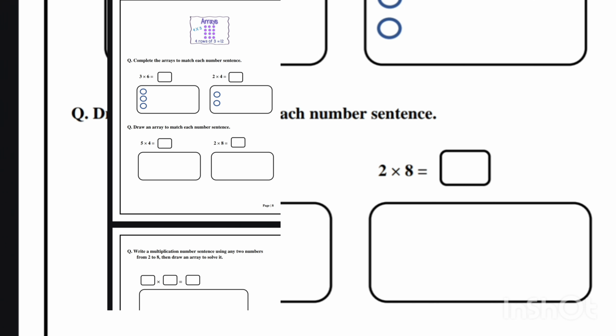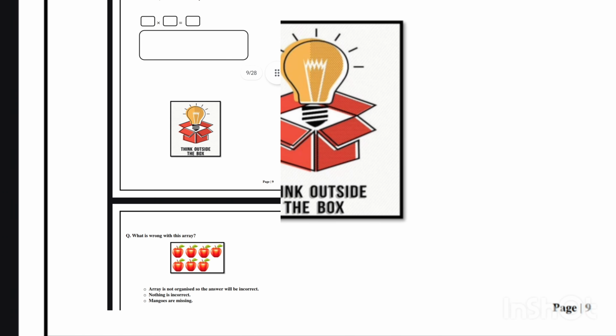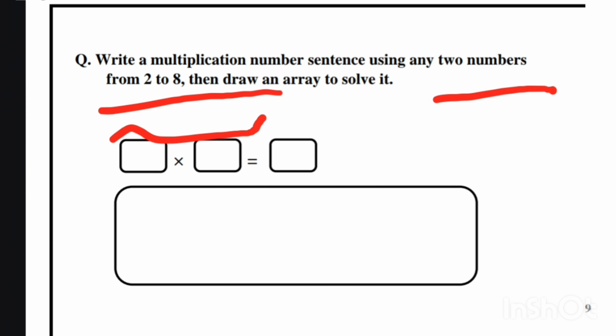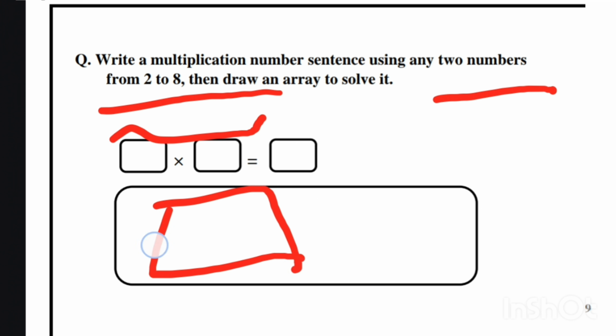All right, now we are moving towards writing a multiplication number sentence. Here the sentence is given to you and you have to write it in numbers and draw an array. Array means the same thing, like we have a chocolate bar divided into parts, so this is called an array.